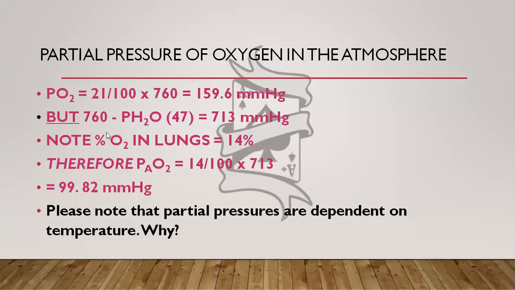But if we have to know the percentage of oxygen in the lungs, 21% of oxygen doesn't exist or does not enter into the lungs. Really and truly, outside is where we have 21%. The percentage of oxygen in the air that we inspire is actually 14%. So we take 14% of 713, because this is in the lungs and we've removed the influence of water, because we want the partial pressure of dry oxygen. And we then get this value of 99.82.